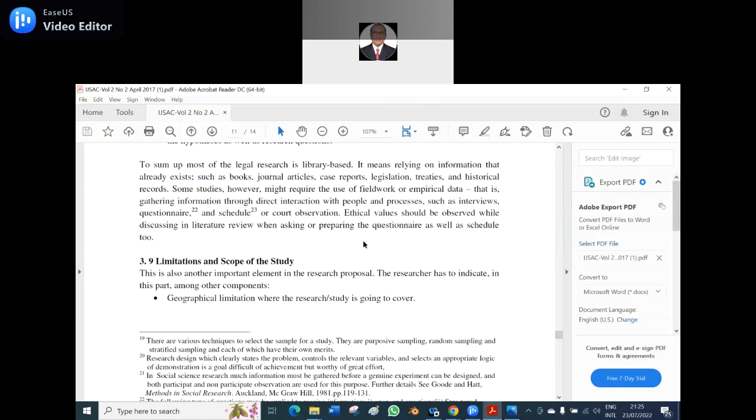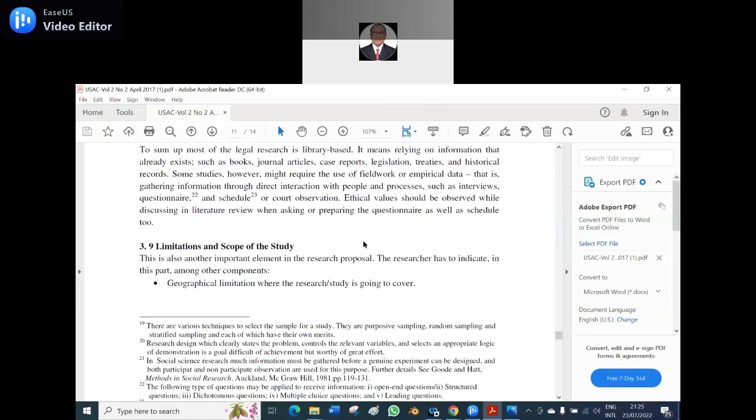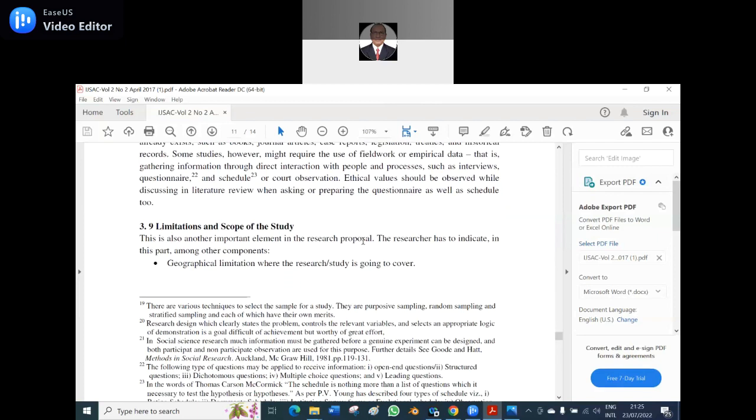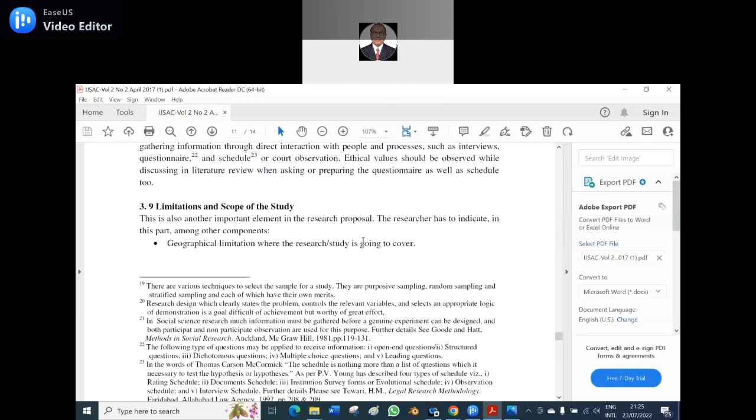That is, gathering information through direct interaction with the people and processing it, such as interviews, questionnaires, and schedules. The researcher's observations and ethical values should be followed there, discussing the literature review while asking and preparing the questionnaire as well as the scheduled time. Because sensitive questions will not be asked there, because they will feel shy to give the real opinion. Now the limitations are concerned.